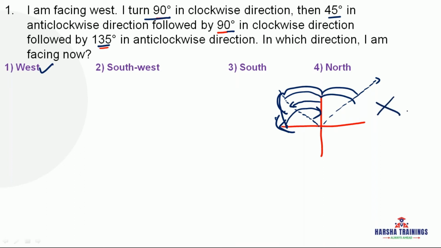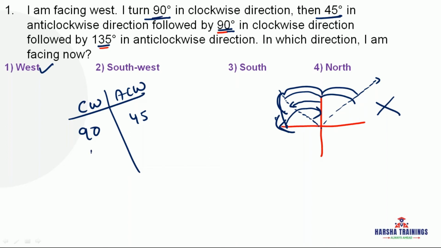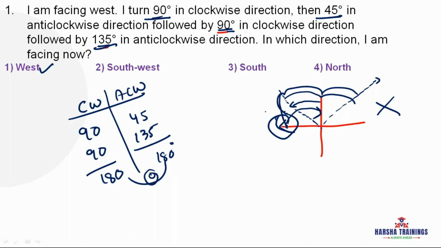I think it's a waste of time. Okay, so a diagram is not required, guys. Listen, first note down all of you, clockwise and anti-clockwise. First clockwise, how many degrees? 90 degrees. Next 45 degrees is anti-clockwise, and 90 degrees is clockwise, 135 degrees is anti-clockwise, and then sum. 90 plus 90, 180. 135 plus 45, 180. Okay, so check the difference, guys. Difference is how much? 0. 0 means same direction. Then the answer is west direction.